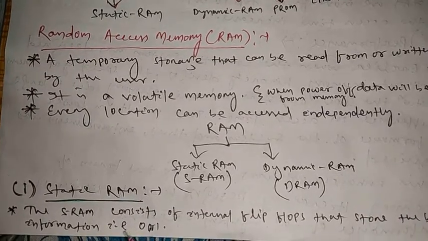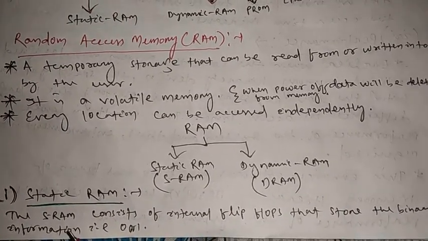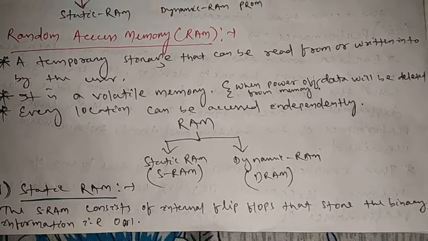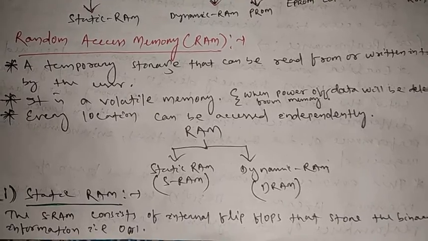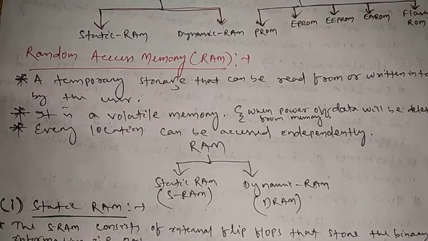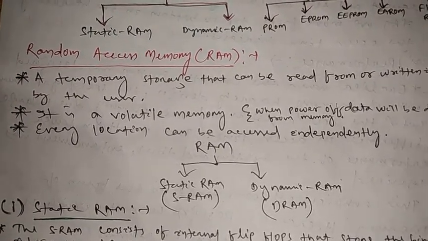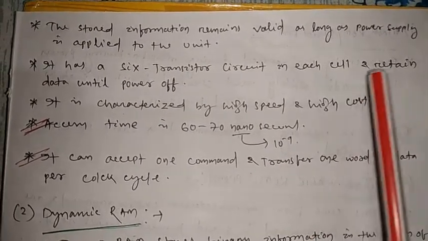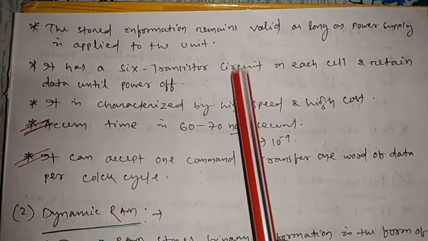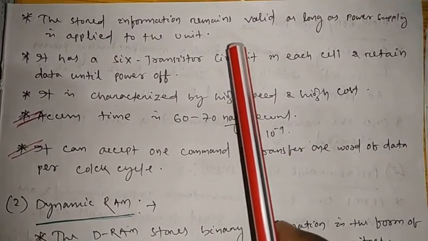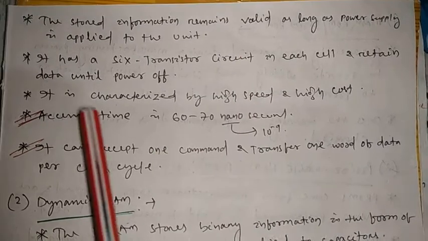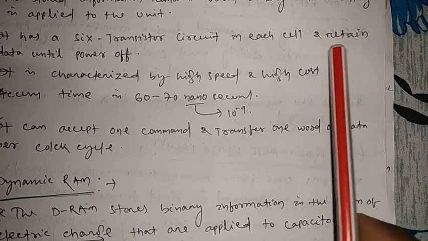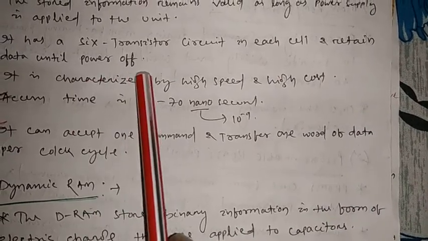Static RAM, what do you mean by static RAM? The static RAM consists of internal flip-flops that store the binary information, that is 0 or 1. So whatever data is stored in static RAM is in the form of 0 and 1. The stored information remains valid as long as power supply is applied to the unit. That's why it is called volatile in nature. It has a 6 transistor circuit in each cell and retains data until power off.